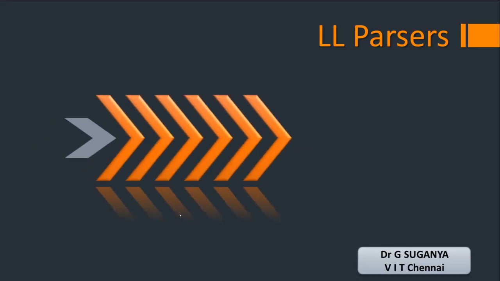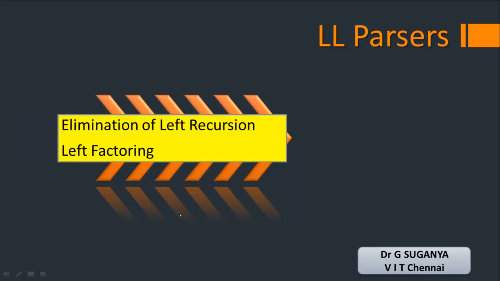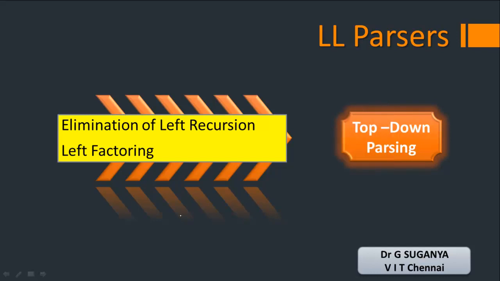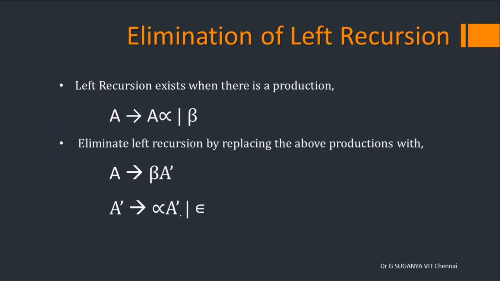Let's look at some of the preliminary operations which are required to proceed with construction of LL parsers. It requires two main operations to be dealt with before getting into construction of the parsing table. One being elimination of left recursion and the second being left factoring of the given grammar. By doing so, you can design any top-down parsing table for the given grammar. First, let's look at how to eliminate left recursion.